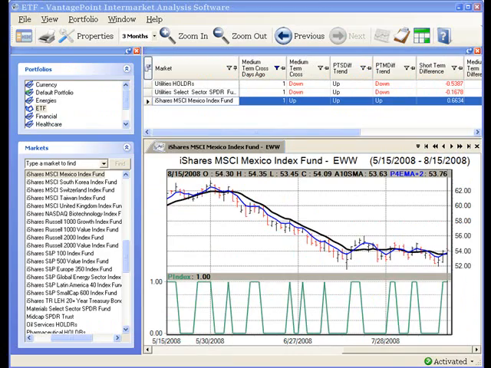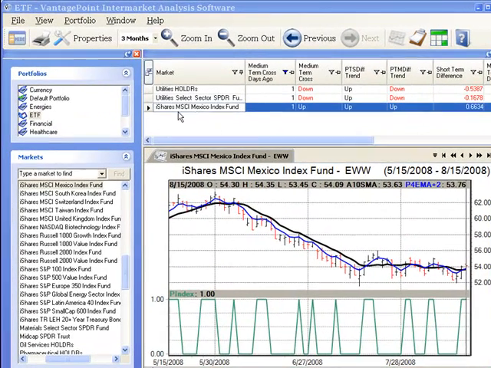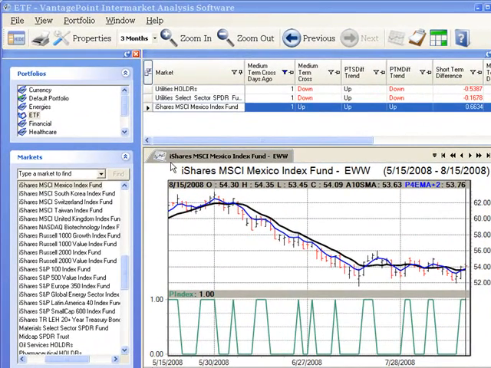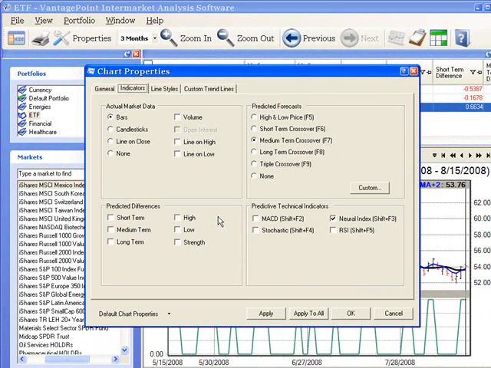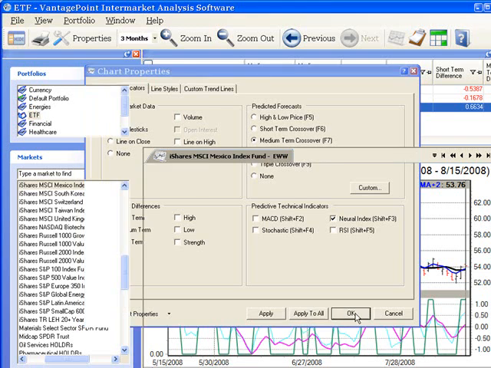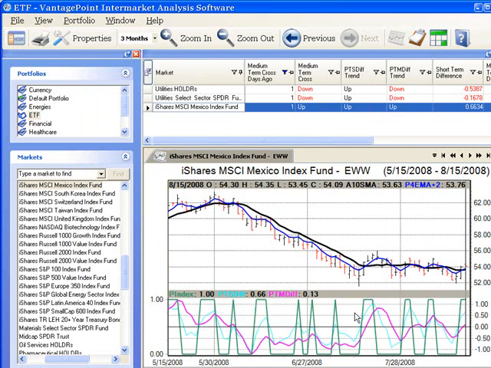Let's take a look at this on one of the charts. For example, I have the iShares MSCI Mexico Index Fund. I right-click on that, select Properties, and then apply the short-term and medium-term predicted differences to the chart. Now, when both PTS diff trend and PTM diff trend are up, this means that these lines are sloping upward. And you can see that in this chart.